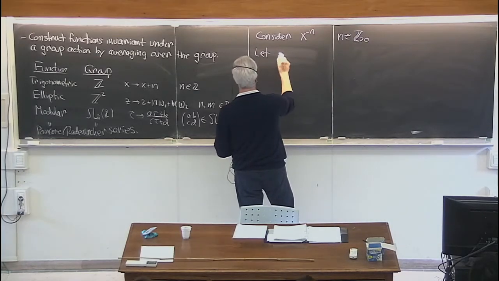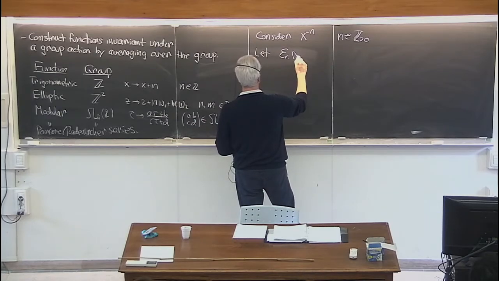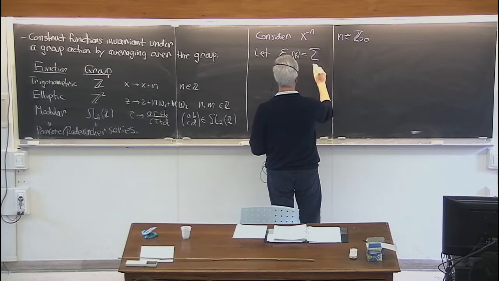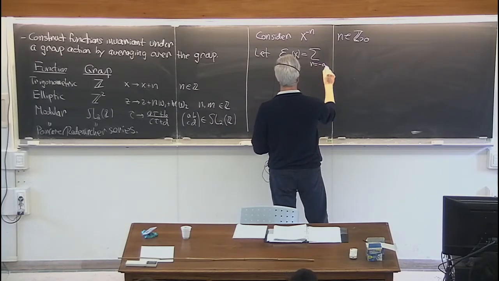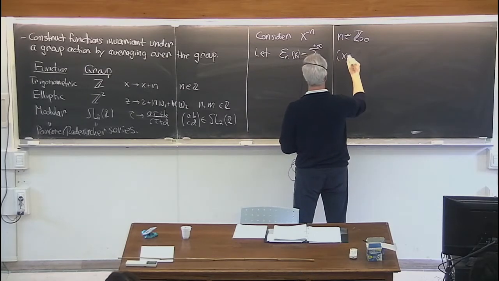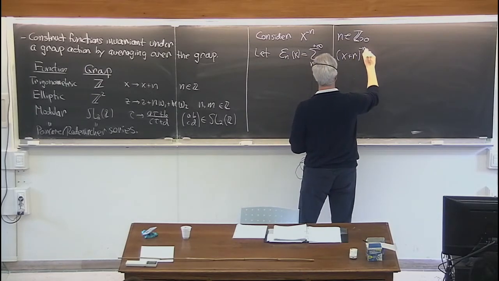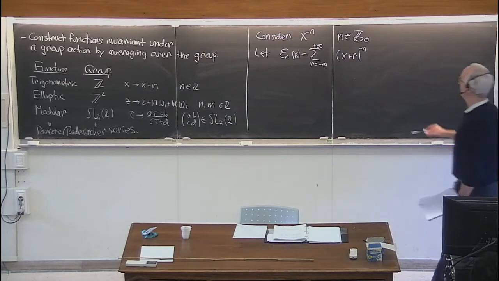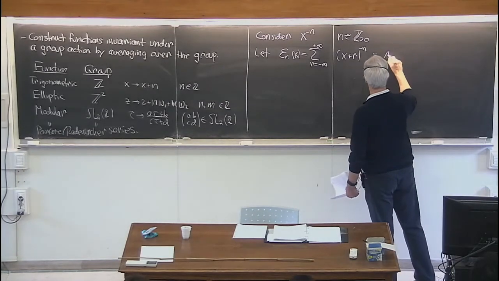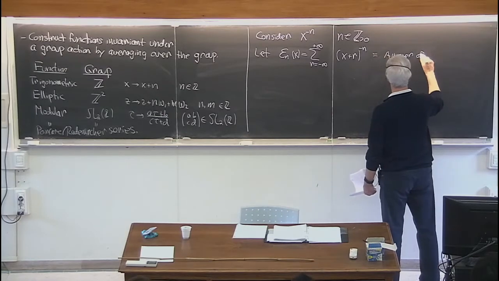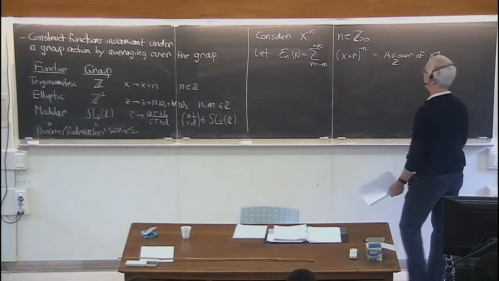And let's average this function over all the integers, that is, average this function shifted by an integer. So r will be an integer running from minus infinity to plus infinity. And we take x and we shift it by r for all integers r, and we take that to the minus n. And this is a kind of average over the integers of x to the minus n.